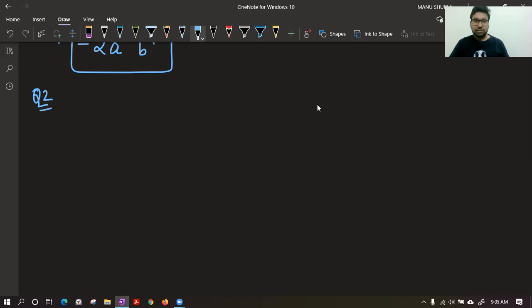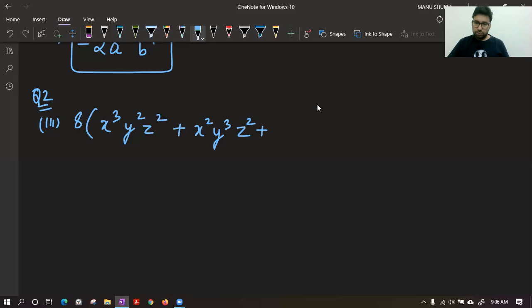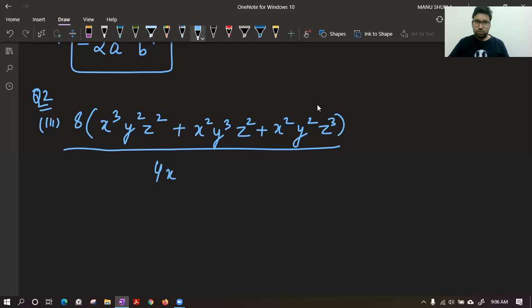But Hiteshi, this is a simple one, na? This is the same as the example that we have done. It just looks complicated, but it's very easy. x cube y square z square plus x square y cube z square plus x square y square z cube divided by 4x square y square z square.